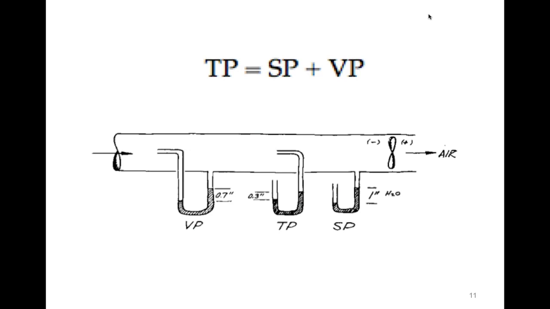The static pressure is 1 inch. What do you think the velocity pressure is? I'm sorry, the total pressure is 0.3 inches. The static pressure is 1 inch. What do you think the velocity pressure is? The difference between the two, right? Things are a little complicated here, right? The velocity pressure is 0.7 inches, right?